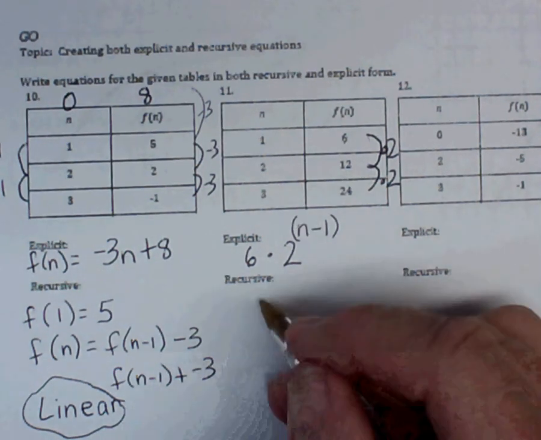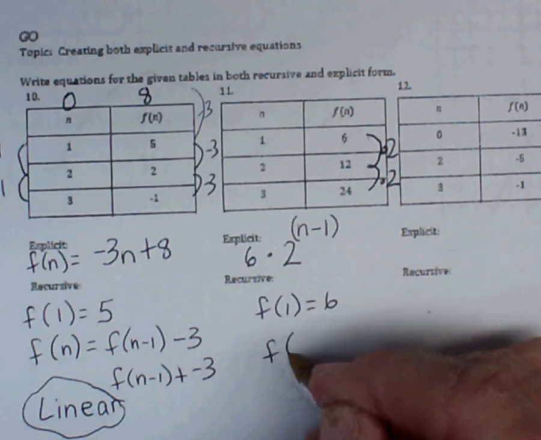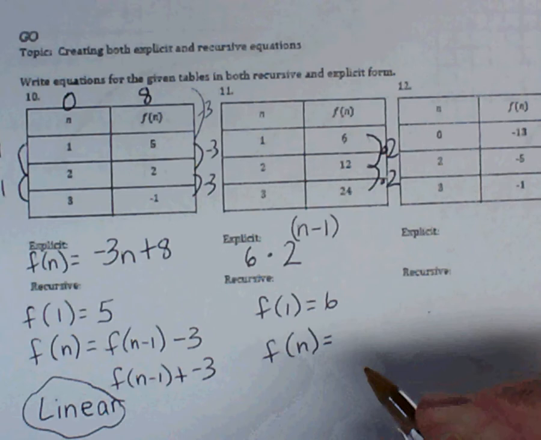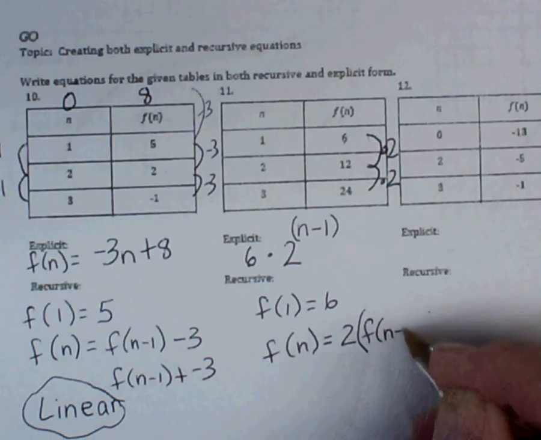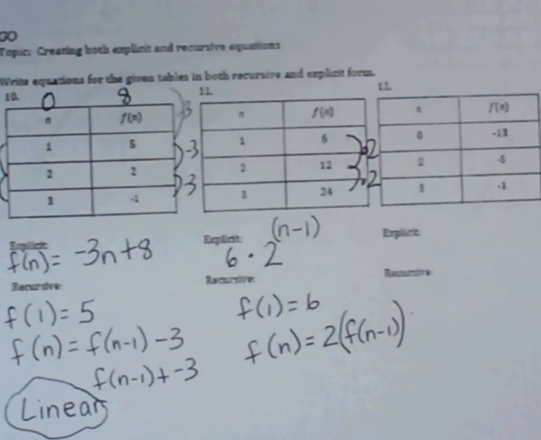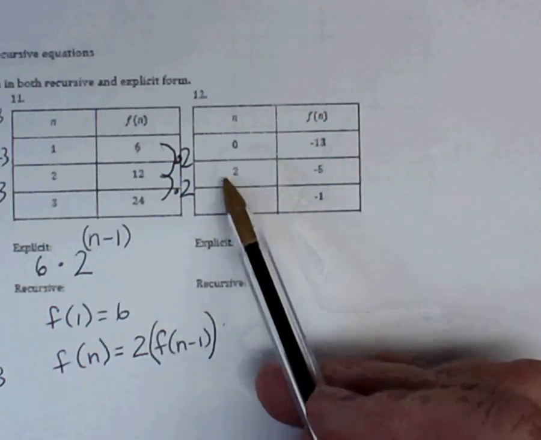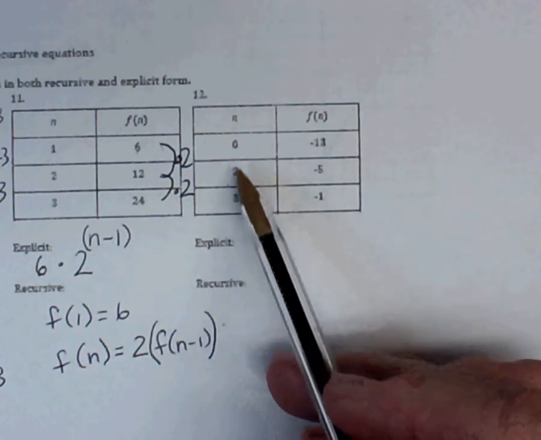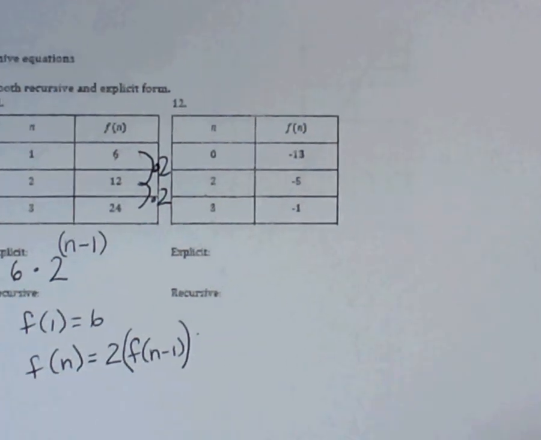Recursive formula, f of 1 is 6. F of any step n is 2 times f of the step before. Okay, what about this next one? Oh, they're throwing in a loophole here for me because it's going 0, 2, 3. So I want to find step 1. That's going to make it easier for me.